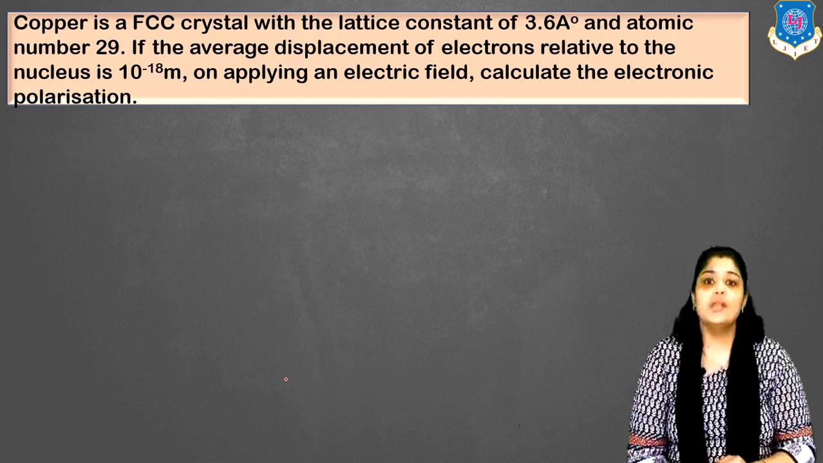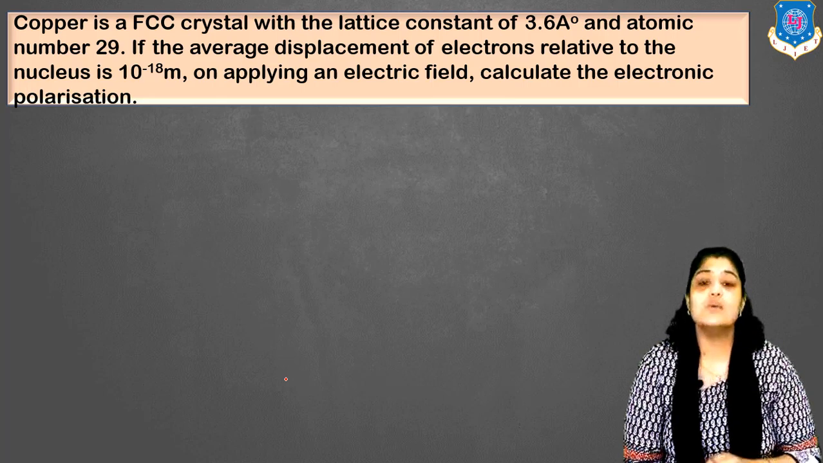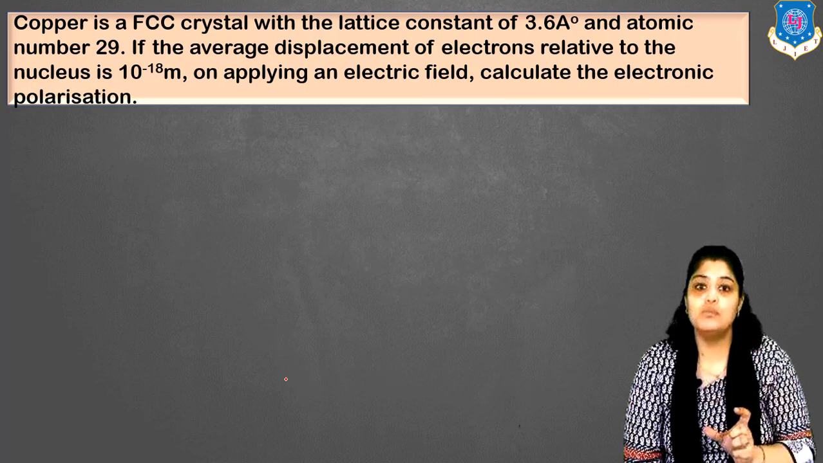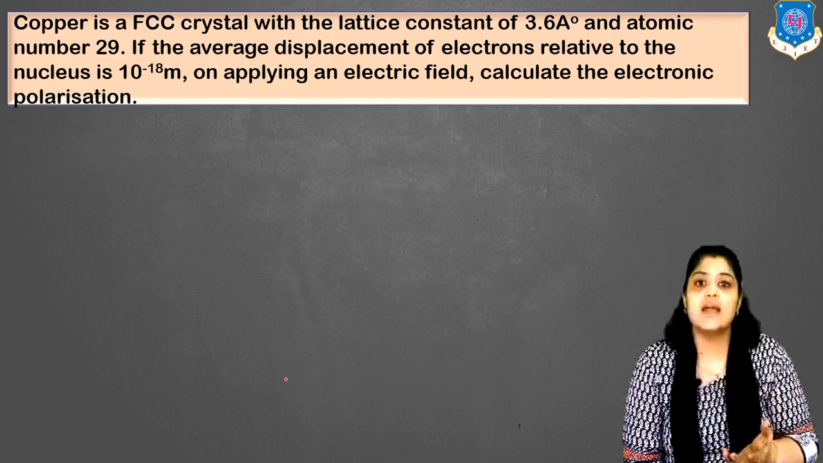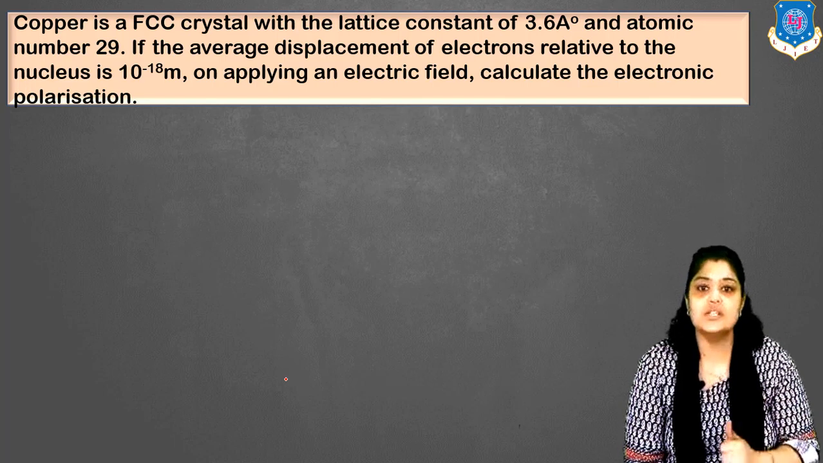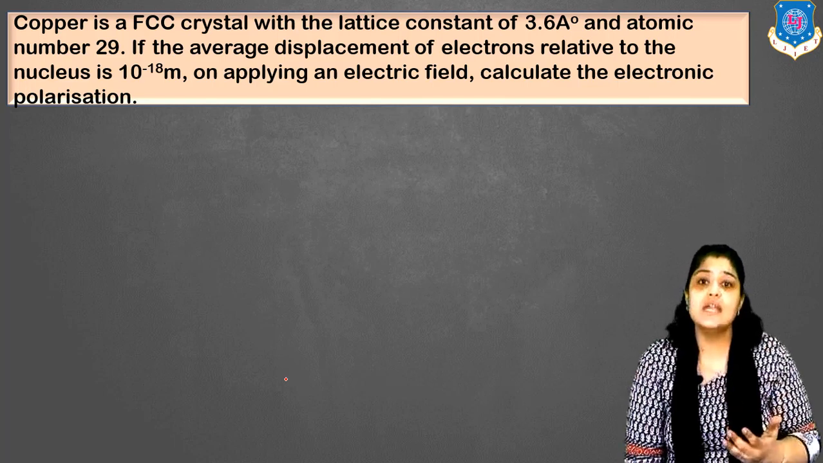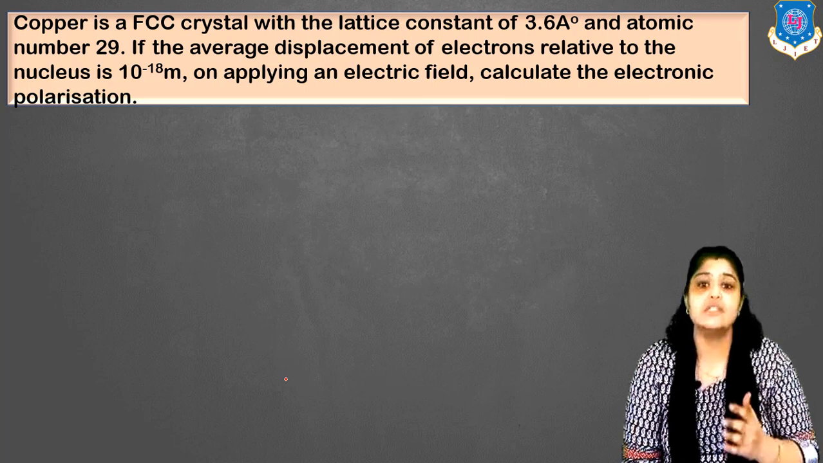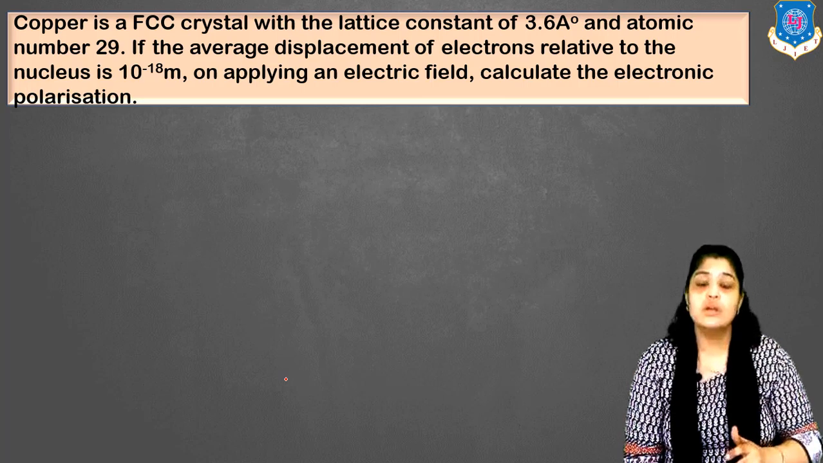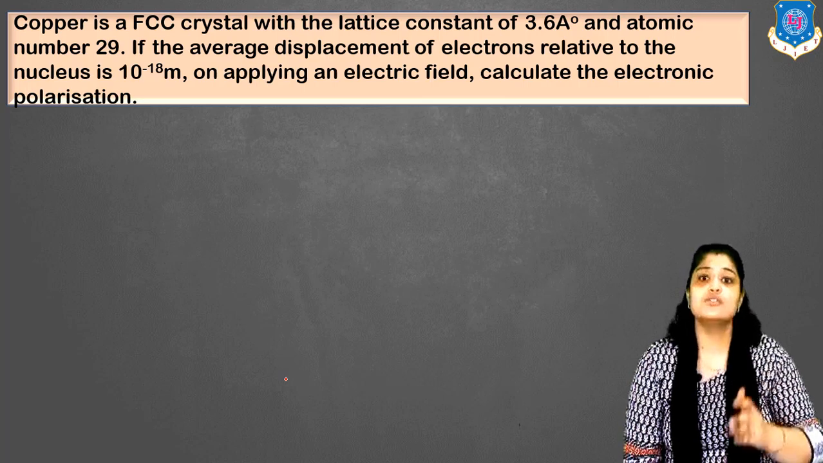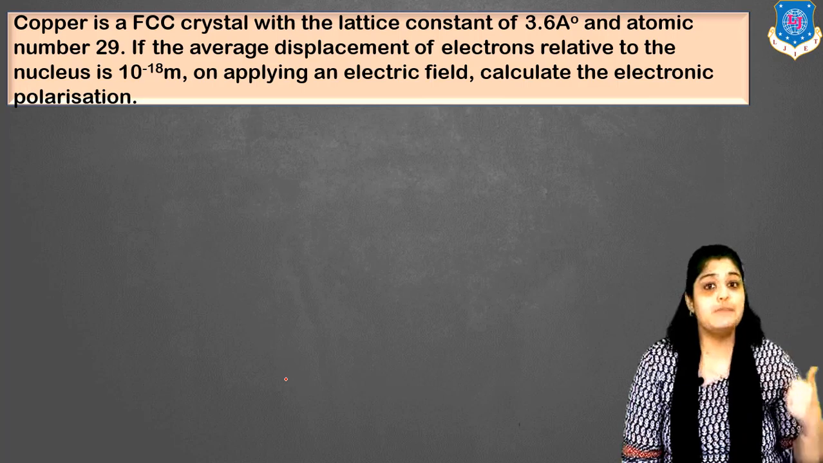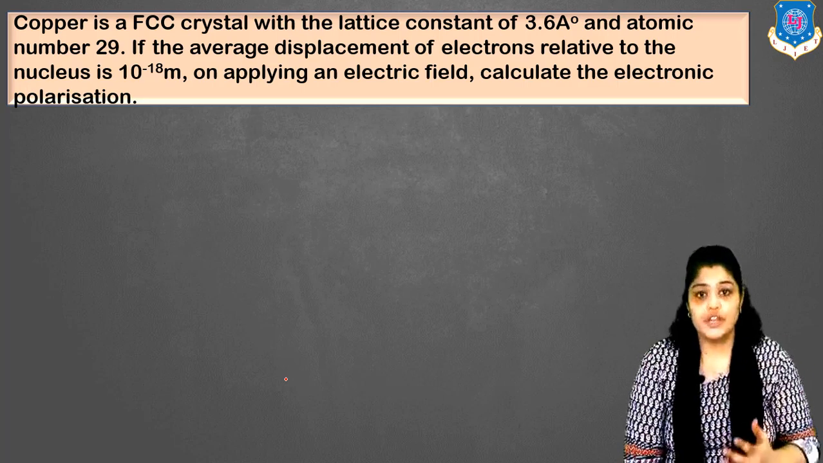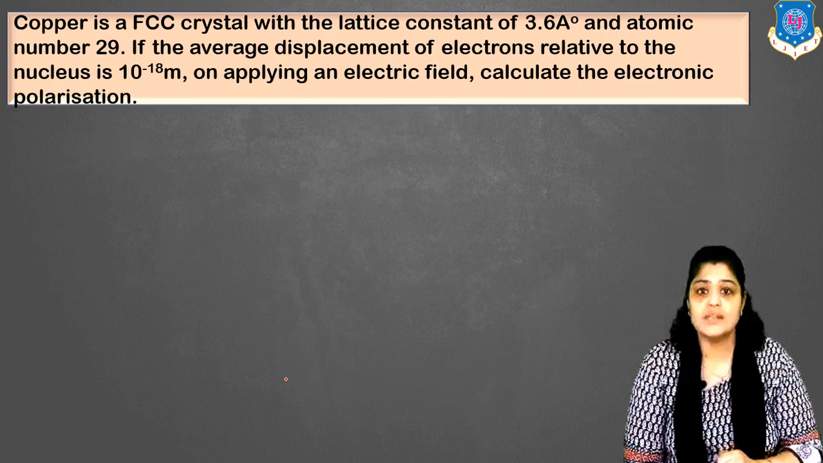Now we know that polarization P is equal to N into mu, where mu is the dipole moment. I can replace the dipole moment by displacement into the charge of electrons. So I can use the equation P is equal to N, capital N, that is the number of electrons per unit volume, into e, that is the charge of electron, into displacement. Displacement has been given in the question. Charge of electron, we know it's 1.6 into 10 raised to minus 19.